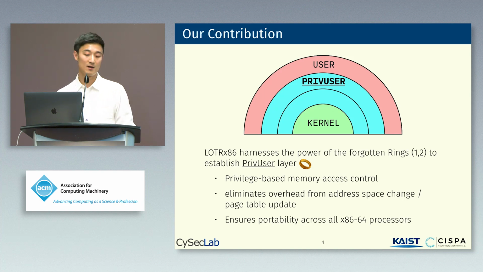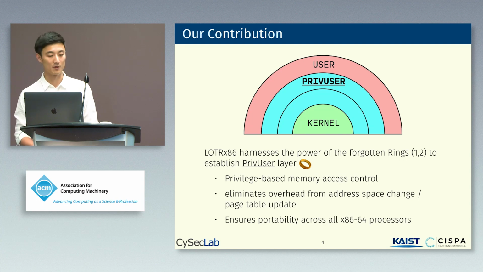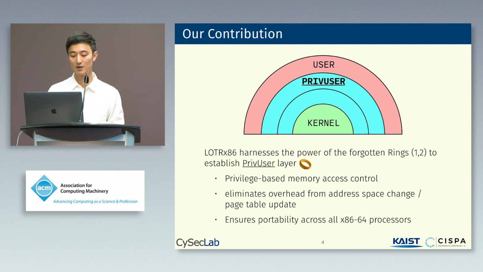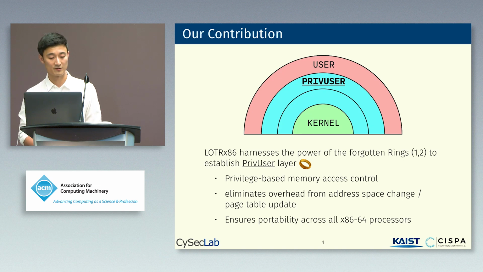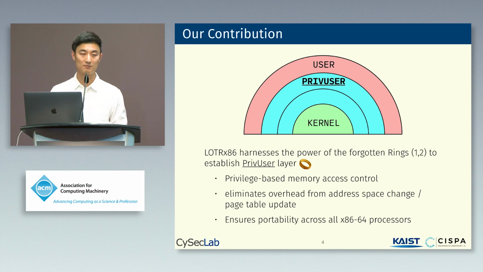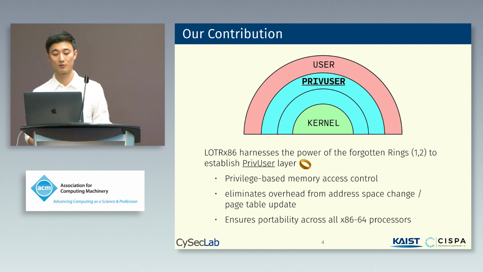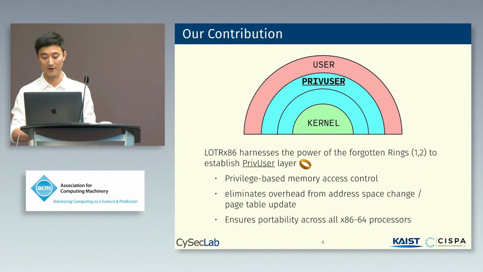We believe the possible building blocks for this portable user privilege separation were already there. The x86 architecture in fact has 4 privilege levels. However, only the highest and lowest are used for kernel and user in modern operating systems. LOTR x86 established a more privileged user layer, what we call a PrivUser, by harnessing the underused intermediate rings. You will see that the memory access control scheme in our architecture is privilege-based. This means that the mode switch between the user and PrivUser only changes the privilege of the current context, while the process address space or the page table stay untouched.